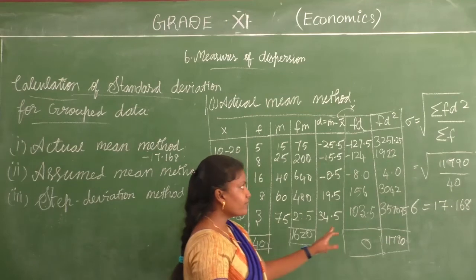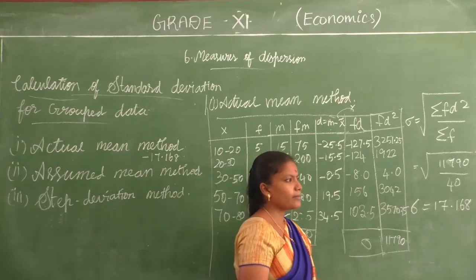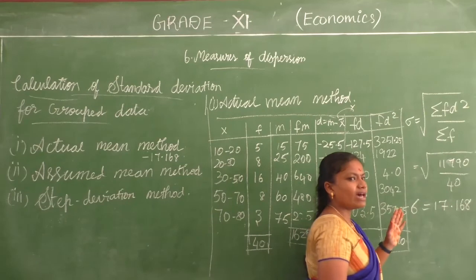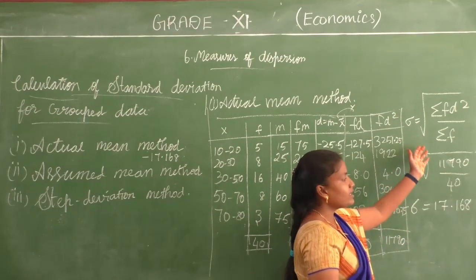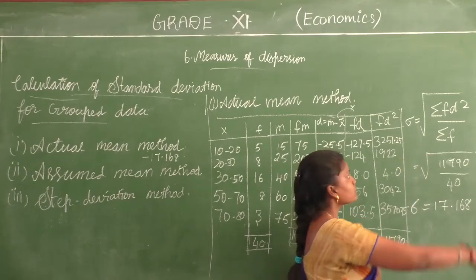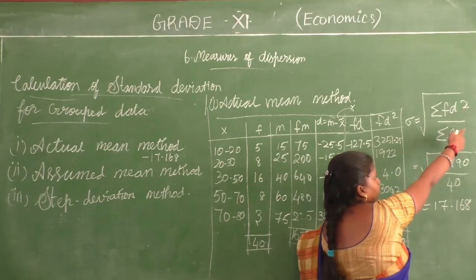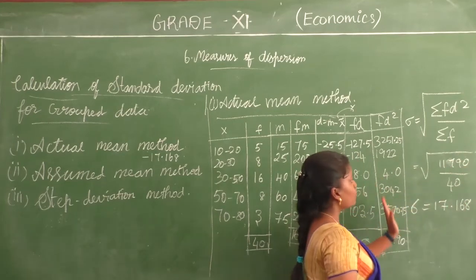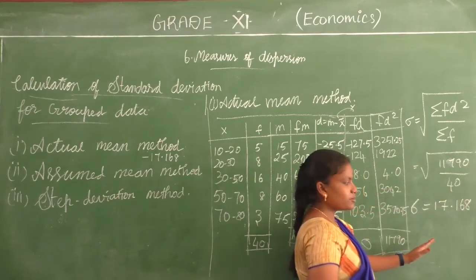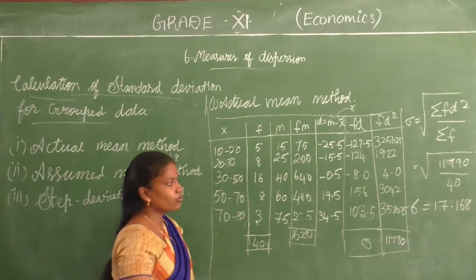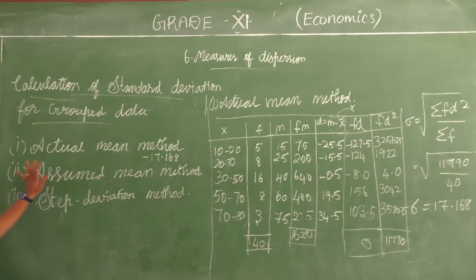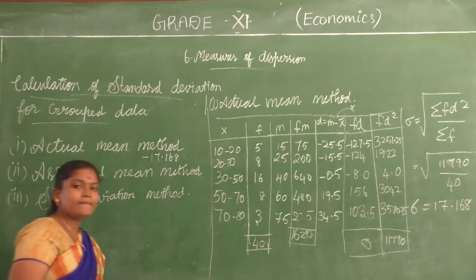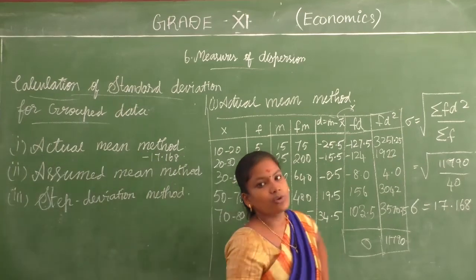Fd into d gives you the fd square value. Summated, total it. So what is the value of standard deviation according to the actual mean method? Sigma is equal to root of summation fd square by sigma f, which is root of the value substituted, and you will get a value of 17.168. And what is that? That is your standard deviation according to the actual mean method.